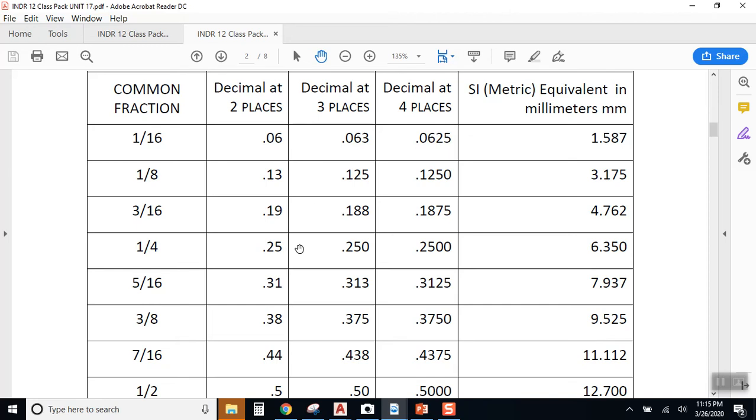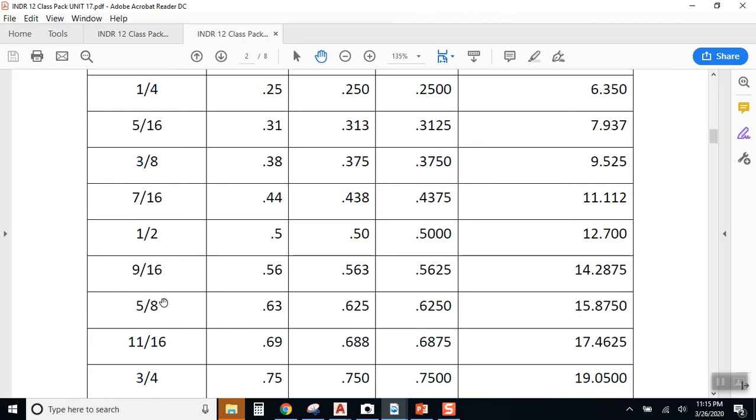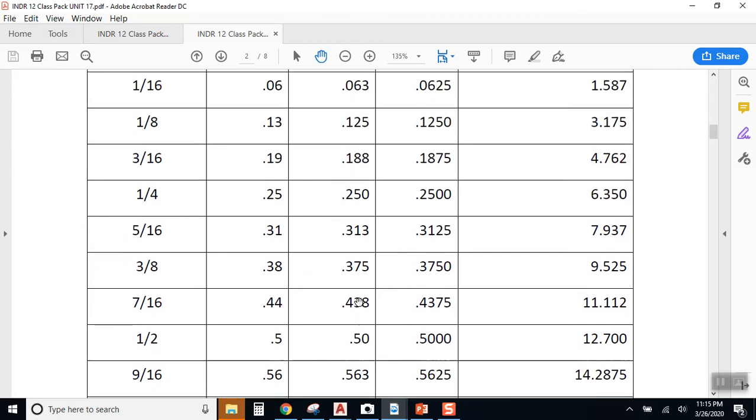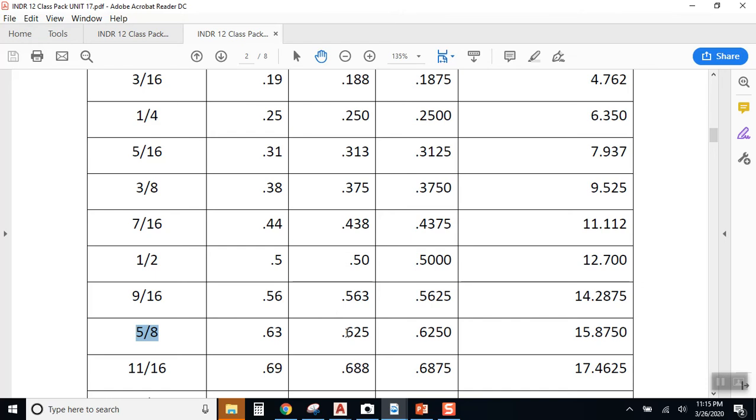How about some of these other ones? Do you know 5/8 of an inch, what the decimal equivalent is? Well, you don't have to think about how to do it or do it mathematically. Just look on the chart here, 5/8 of an inch. So what are the decimal equivalents? Well, it depends how much rounding we're doing. If we're going to the nearest thousandth, 3 places, then 5/8 is actually 0.625 inches. Now, if we're going to 2 decimal places, you see what it's doing here? 0.63. It's rounding up, because the 5 changes the 2 into a 3.